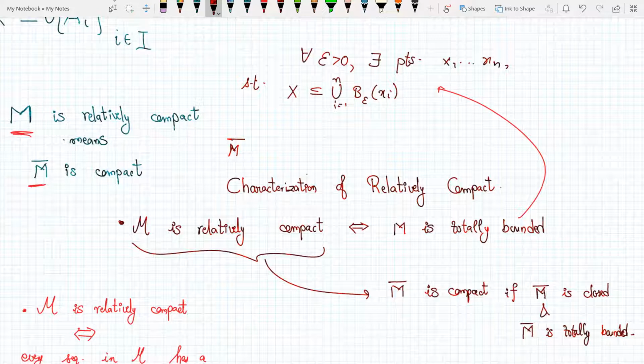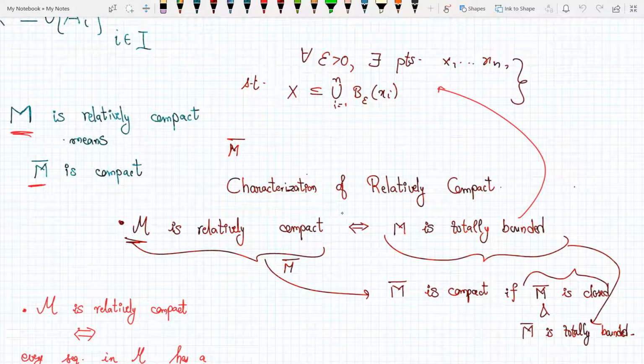Now I already know that anything with a closure is definitely closed. So this condition I can skip out. So I can say that M is relatively compact if M bar is totally bounded. So M is relatively compact means closure of M is compact, which means that closure of M is already closed and closure of M has to be totally bounded.